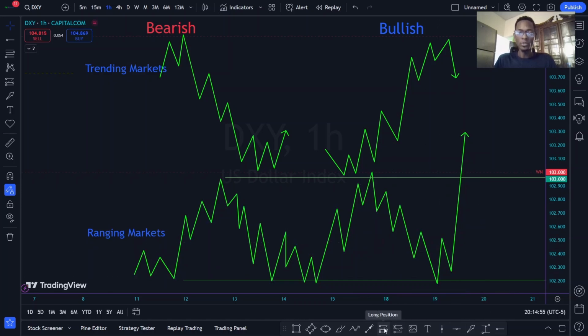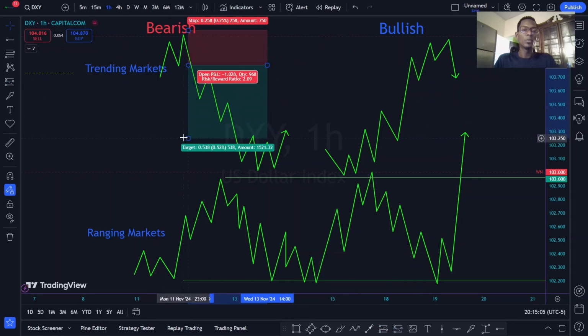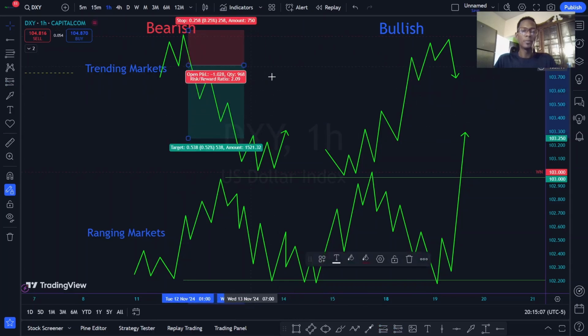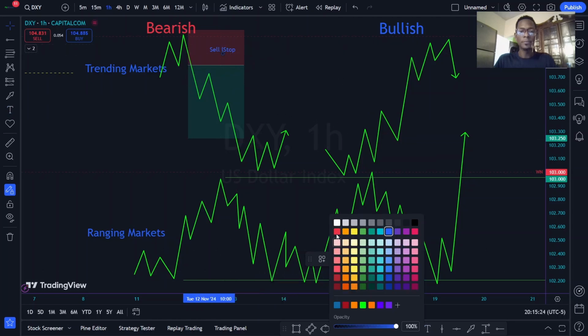All right, so now we are going to showcase the order types. So we have what will be a sell stop order. Let's make this smaller. Let's also change this to red.